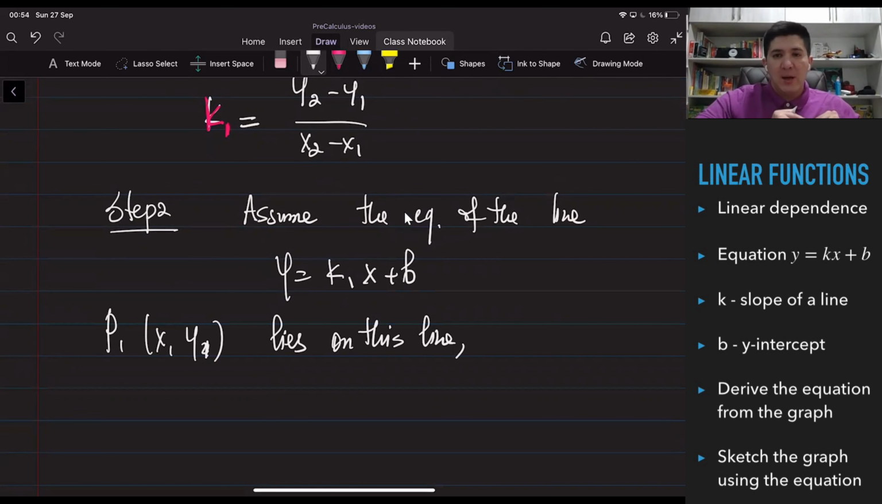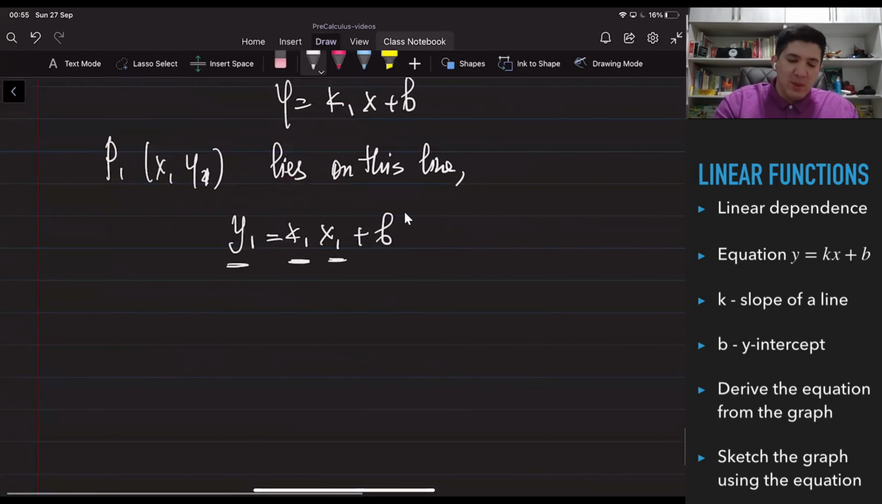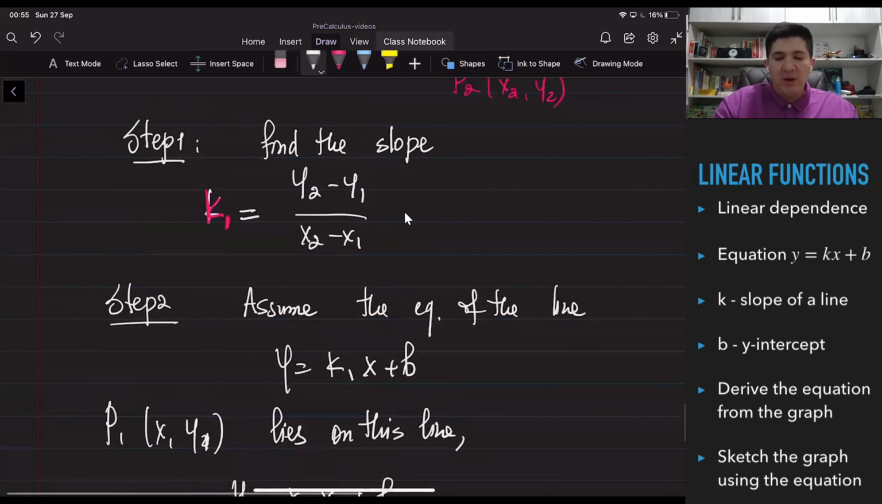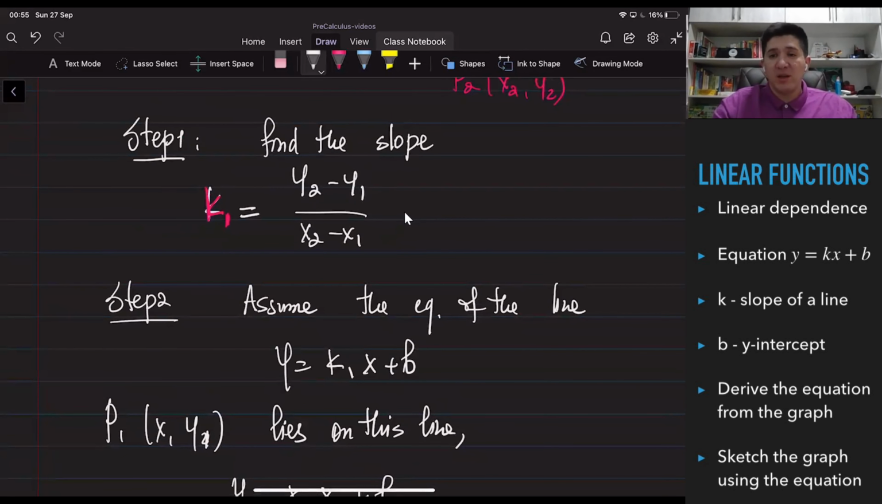Basically, if I just substitute the coordinates of this point into the equation, then the equation should work, right? This is what it means that the point is on the line. So I'm just going to substitute this. It's going to be y1 is equal to k1 x1 plus b. I found k1 in the previous step. y1 and x1 are given along with the point, and the only thing I need to find is b. So b is going to be equal to y1 minus k1 times x1. That's it. I need to find k1, or k, the slope of the line, in step number 1. And in step number 2, we just need to find the y-intercept.